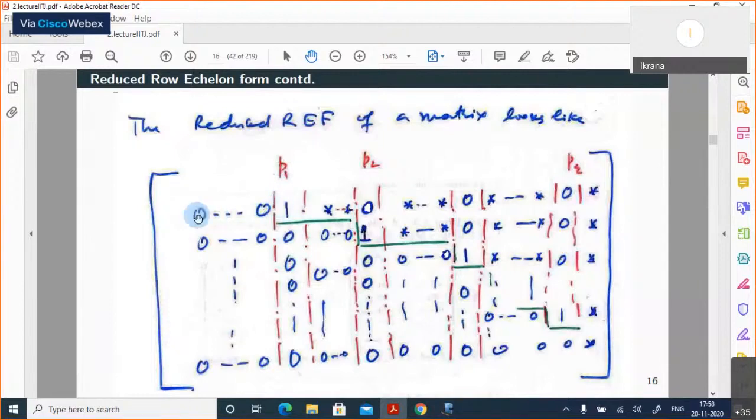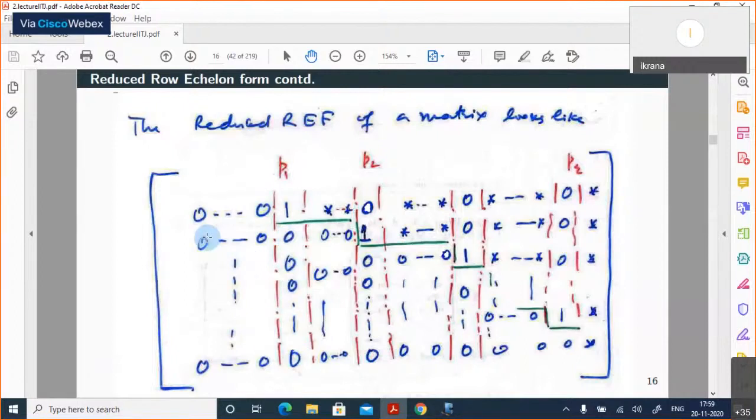P1 could be 1, okay, then P1 is 1. Here P1 is not equal to 1. And everything else in that column is 0. So if I look at the pivot, that is the only non-zero entry, and that is 1, and everything below that is 0. Everything on the left is also equal to 0.